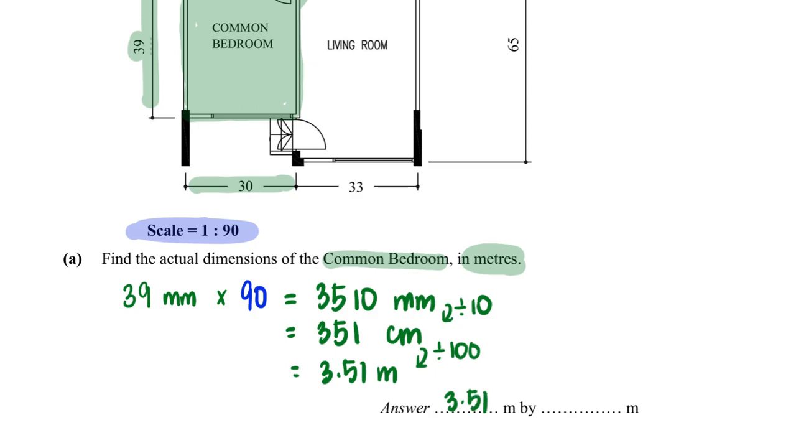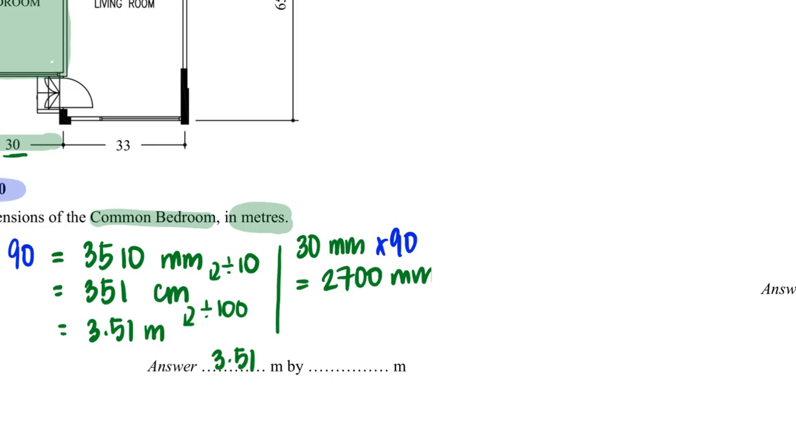3.51. So now I need to replicate for my 30 mm. I'm going to multiply by 90 as well, since that is the scale. And this will give me 2700 mm. So if you want, you can do this slowly. Again, I can convert it to 270 cm by dividing by 100. And finally, 2.7 meter.